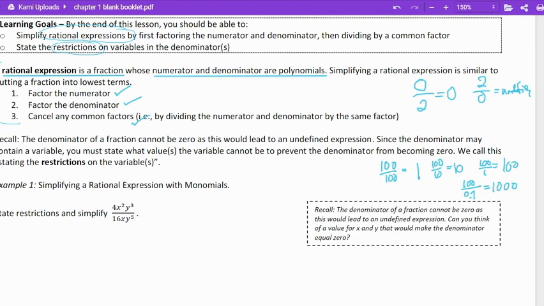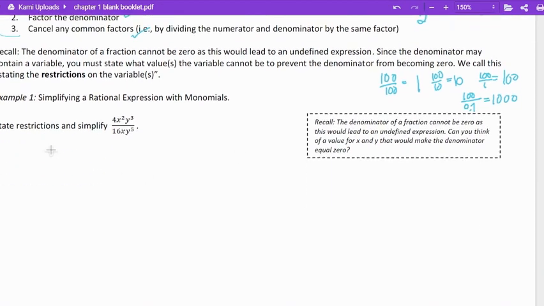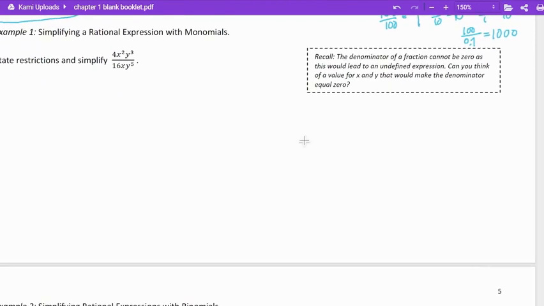As we're working with rational expressions, we need to make sure that we set them up in a way that the denominator does not end up equaling 0. So the way that we do that is we state a restriction. Restrictions are what we do to ensure that the denominator is not 0. All right, so let's look at an example.